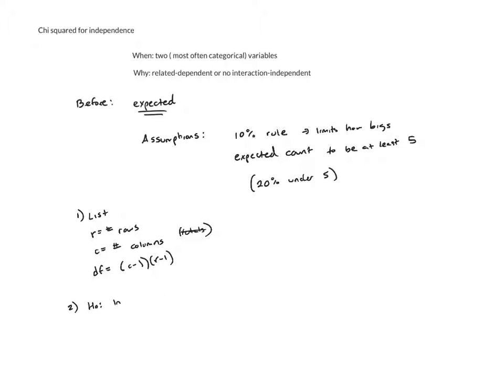My null hypothesis is that my variables are independent. That is, I'm going in running on this idea that there's no relationship between them. I'm trying to prove the opposite, that is, I'm trying to prove they're dependent.